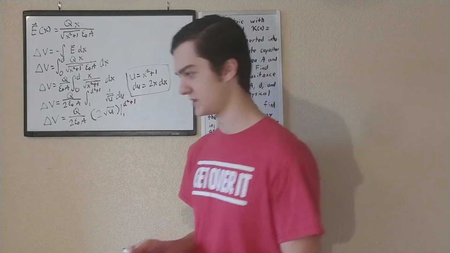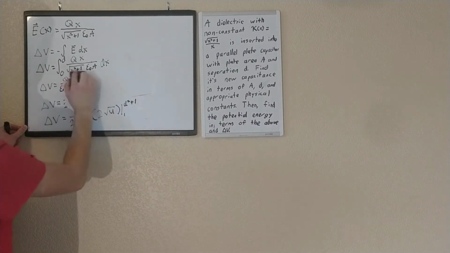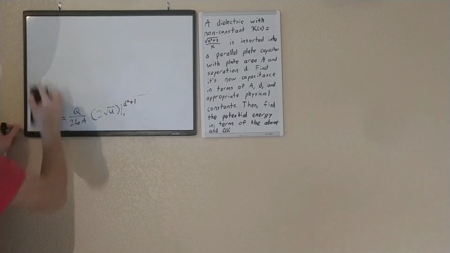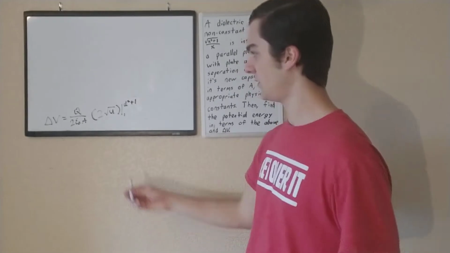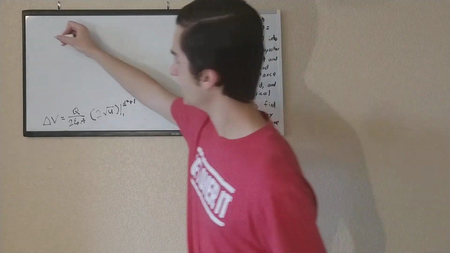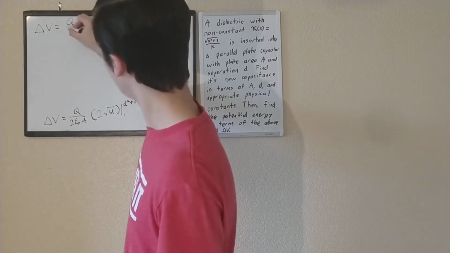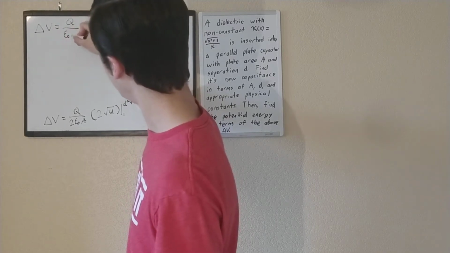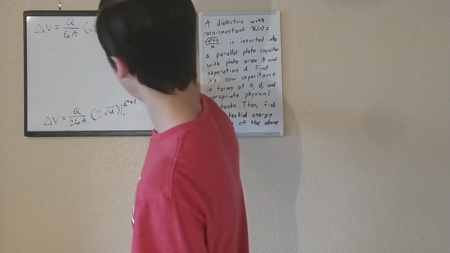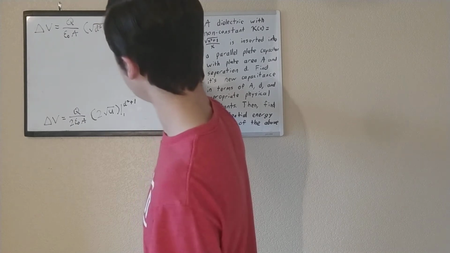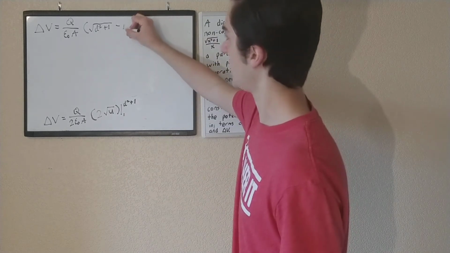So I'm just going to erase some of the top here just to give us a little bit more space to work. And we can see from this bottom result that first of all the 2's are going to cancel out, and then we just have to substitute our bounds. So we get q over epsilon naught A times the square root of d squared plus 1, that can't be simplified, minus the square root of 1, which is just 1.